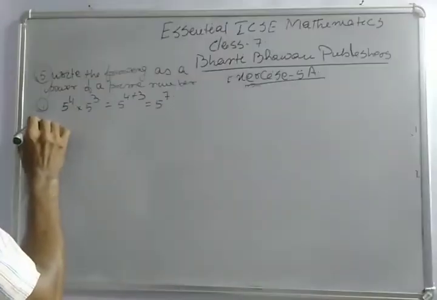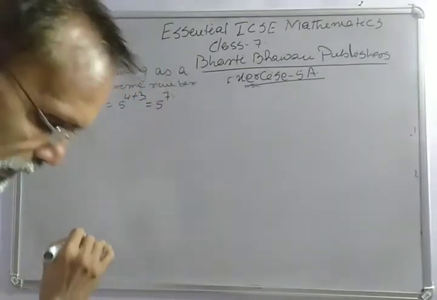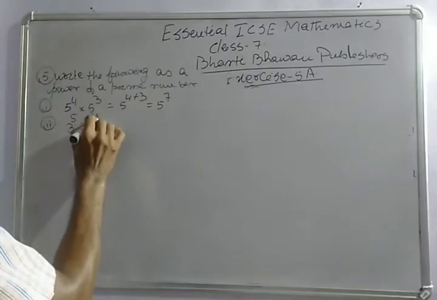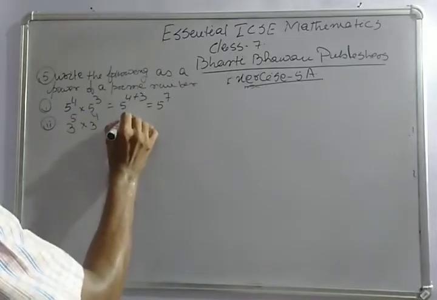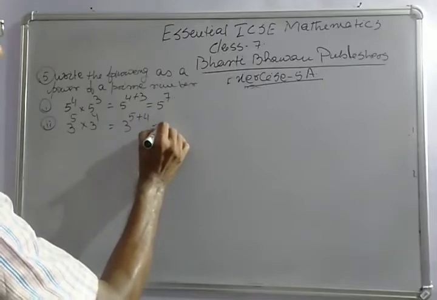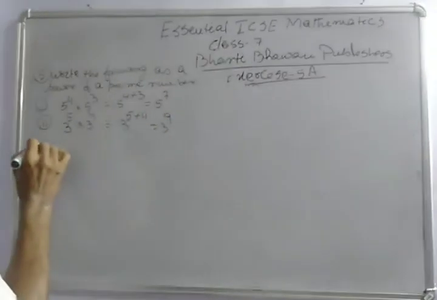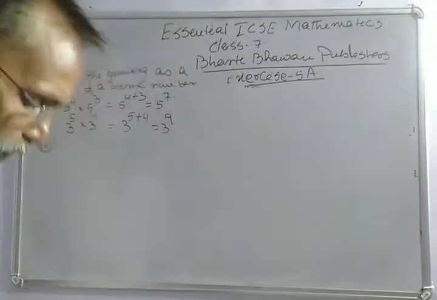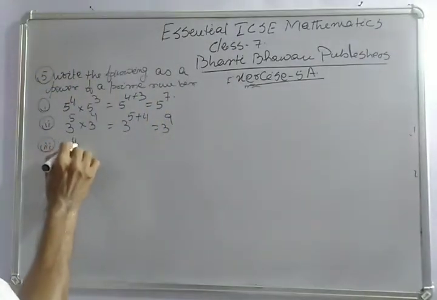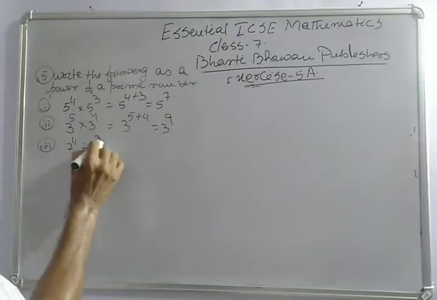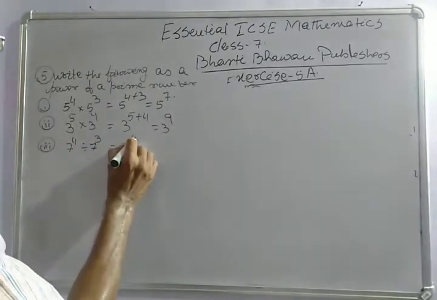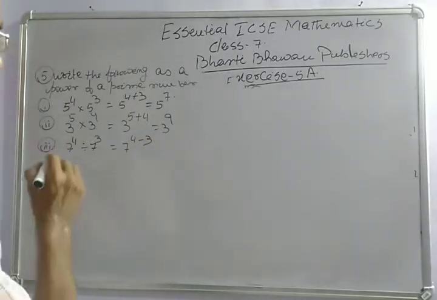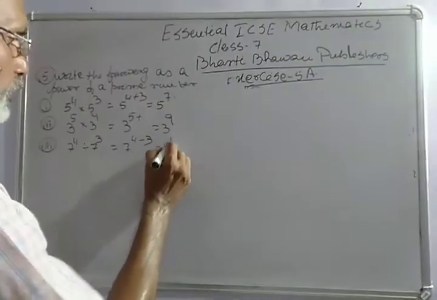Number 2: 3 to the power 5 into 3 to the power 4. This is equal to 3 to the power 5 plus 4, which is 3 to the power 9. Number 3: 7 to the power 4 divided by 7 to the power 3. So this is equal to 7 to the power 4 minus 3, because bases are equal but division is performed. Therefore the power will be subtracted. 7 to the power 1.